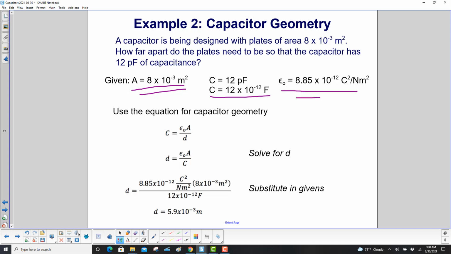Here's our permittivity constant here. Here's our equation for capacitor geometry, but we need to solve for D, the distance between the plates. So you cross-multiply the D and the C, and you get the distance is epsilon 0 A over C. Substitute in our givens, epsilon 0, A, and here's your capacitance right here. And the distance between the plates is 5.9 times 10 to the minus 3 meters.